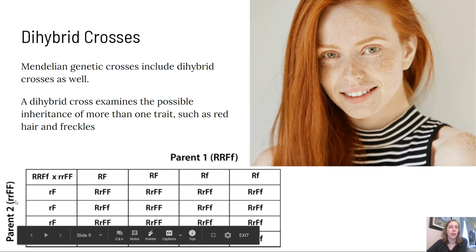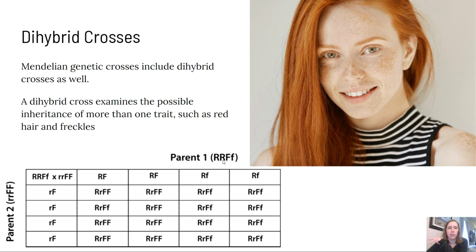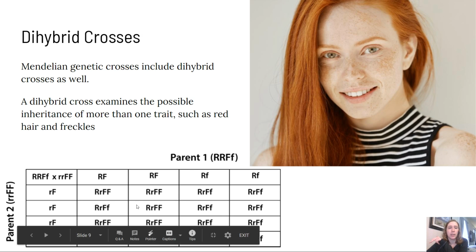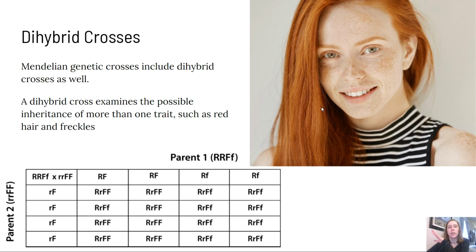Okay, so here we have a parent that is homozygous recessive for one trait and homozygous for the other trait, right? So there are 2 traits here. One parent is, if they're the same, like RR would be homozygous, capital F would be also homozygous. Okay, so then these would be the possibilities when we cross those for having red hair and freckles.